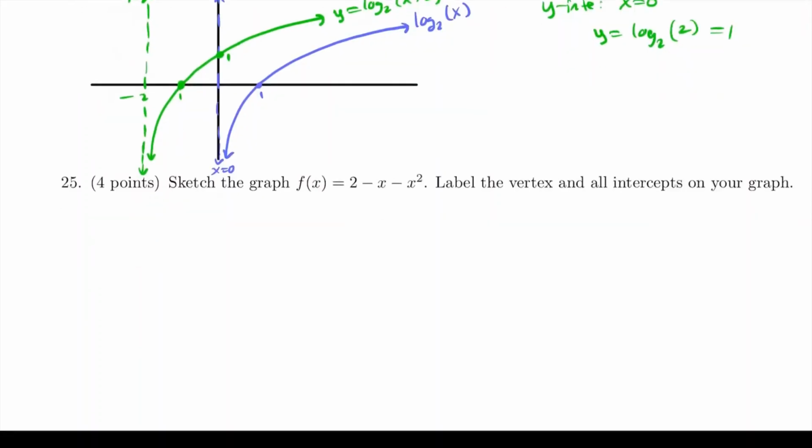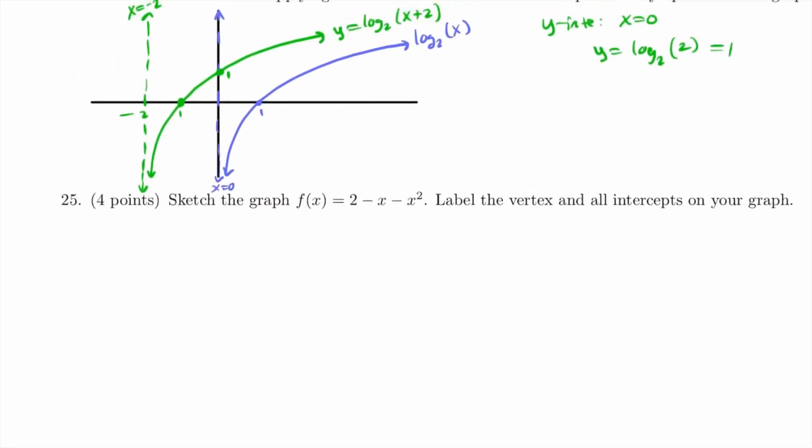Now for the last question, this is the last question. We're going to be sketching this parabola, labeling the vertex and all intercepts. Since this term has a negative sign, it's a parabola facing down this way. So let's fill in the rest. I'm going to go ahead and rewrite the function this way. So f of x is going to be negative x squared minus x plus 2.